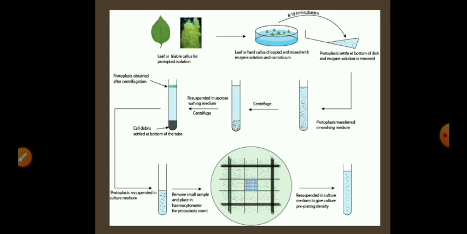So what will happen there? The cell debris, meaning the plant cell wall, will settle down and the lighter protoplast will go up. Then those protoplasts will be washed and suspended or transferred to other media for culture of the protoplast.